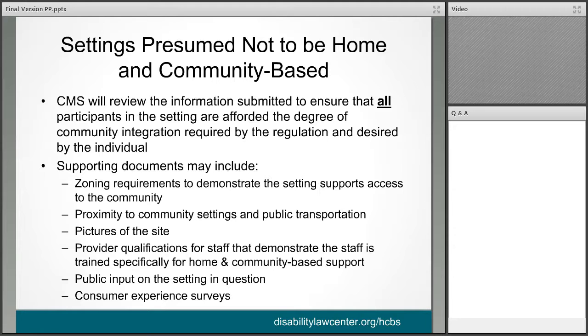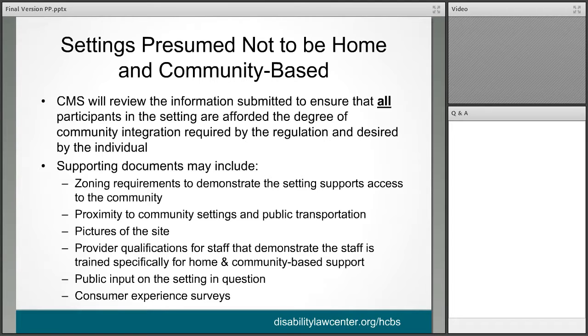And then next, public input on the setting in question. The state will put up your setting for public comment, and folks from the community, people using your services, family members and loved ones of people using your services can submit comments about your services and let people know if you're facilitating community integration and autonomy.